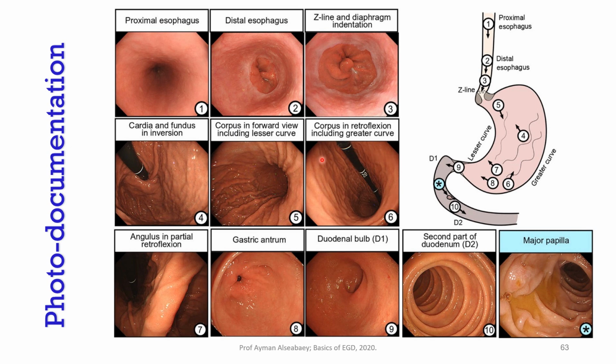You should have the corpus in retroflexion, including the greater curvature, which is here. You have a photo of the incisura. This is the antrum. This is the bulb. This is the second part. Additionally, if you see the papilla, you can take a photo of it. The quality guideline advises taking at least 10 photos, which is called photo documentation.